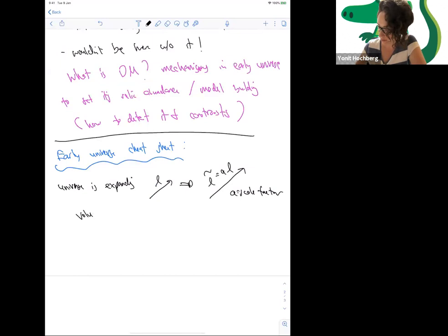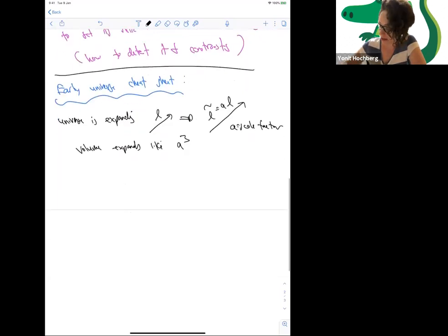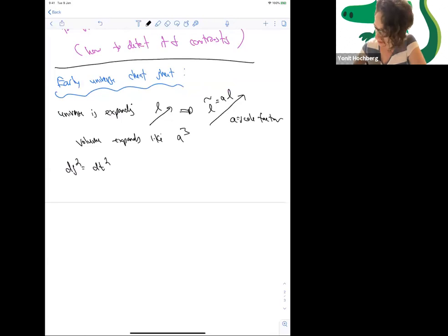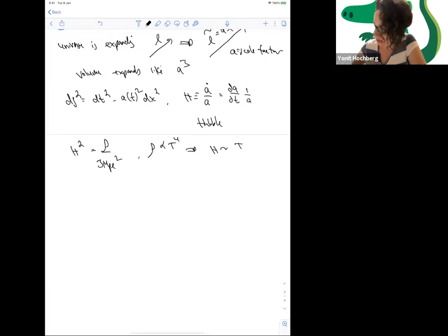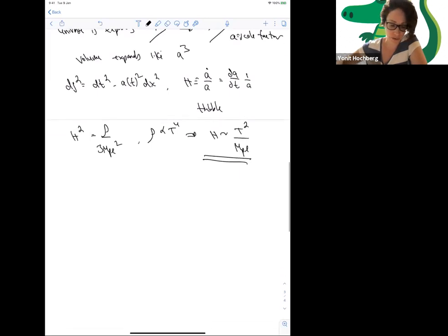And that means that our volume expands like A cubed. Okay, and if we take some line element, let's say ds squared equals dt squared minus A of t, that expansion, squared dx squared, then we can define the Hubble parameter, which is A dot over A, in other words, dA/dt times 1 over A. So this is Hubble, which is going to be appearing all over. And importantly, from the first Friedmann equation, in the absence of curvature, we know that H squared goes like rho over 3 M Planck squared, and rho, the energy density, is just the black body radiation, so it goes like T to the 4th. And so Hubble, and this is what's going to be important, scales like T squared over M Planck. Okay, so this is one type of scaling that we should remember throughout the course together.